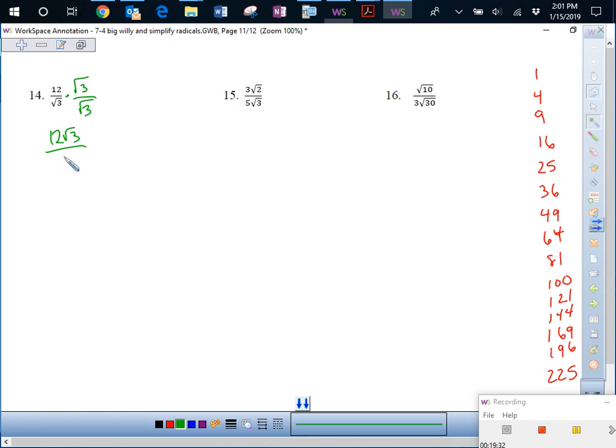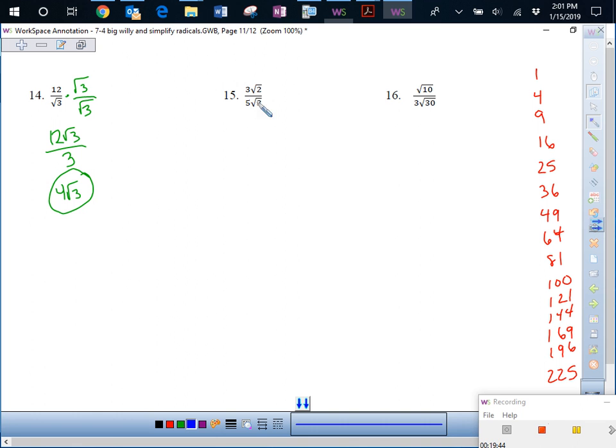Downstairs, radical 3 times radical 3 is 3. And we can clean up this 12 over 3. It's like 4 over 1. So you get 4 square roots of 3 all over 1, which you don't need to put anymore. And then these last two, they kind of give people an issue because they're not sure who the bad guy is.